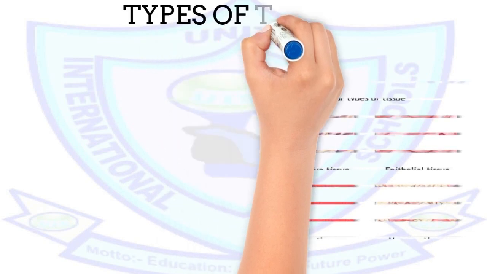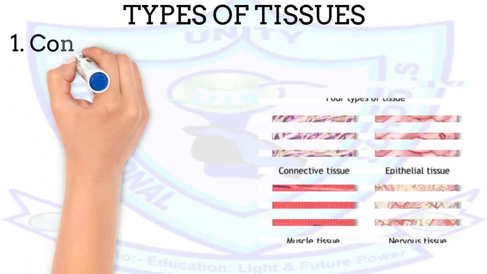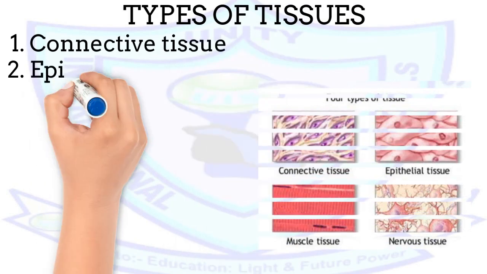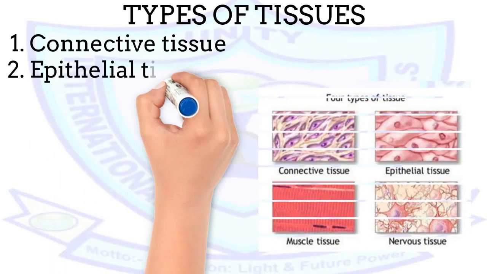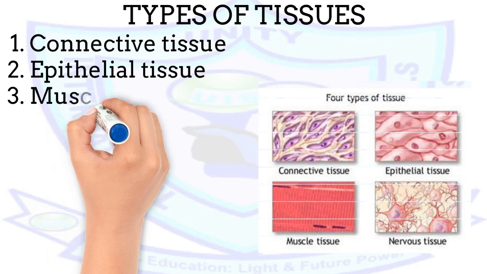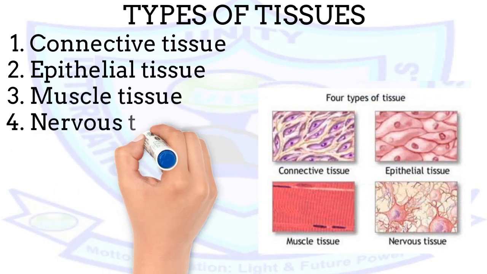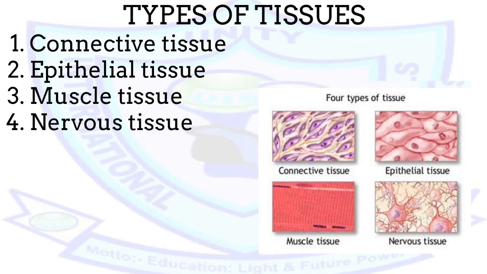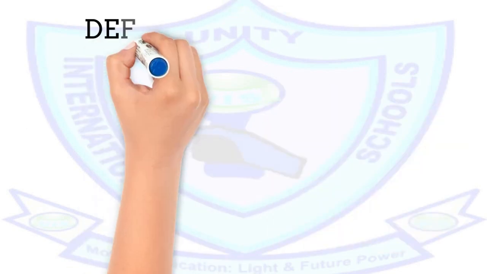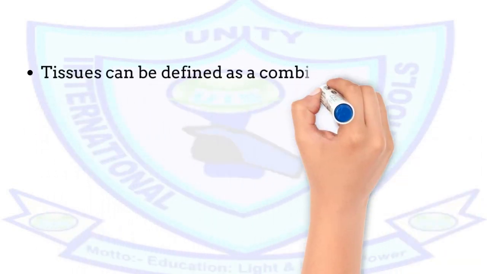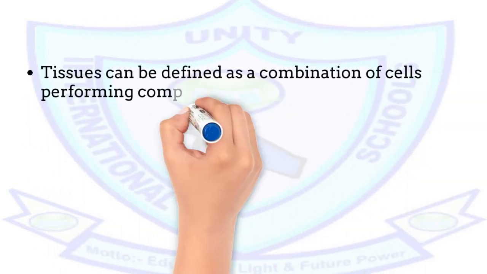Answer 1. There are 4 types of tissues. 1. Connective tissue. 2. Epithelial tissue. 3. Muscle tissue. 4. Nervous tissue. Answer 2. Tissues can be defined as a combination of cells performing complementary functions.